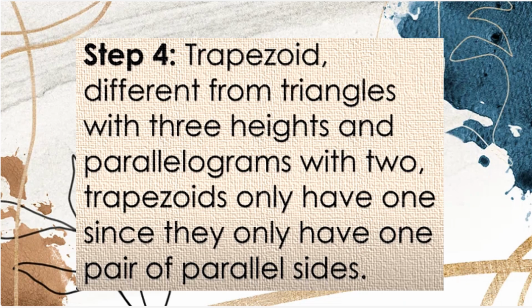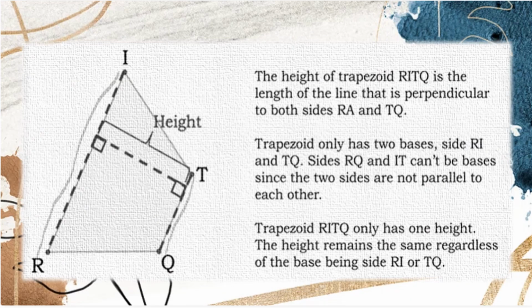And now, trapezoid, different from triangles with 3 heights and parallelograms with 2. Trapezoids only have 1 since they only have 1 pair of parallel sides. The height of a trapezoid RITQ is the length of the line that is perpendicular to both sides RI and TQ.